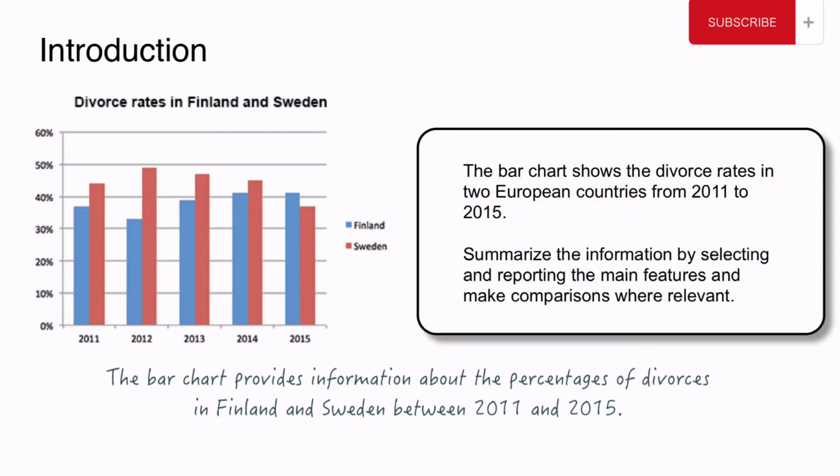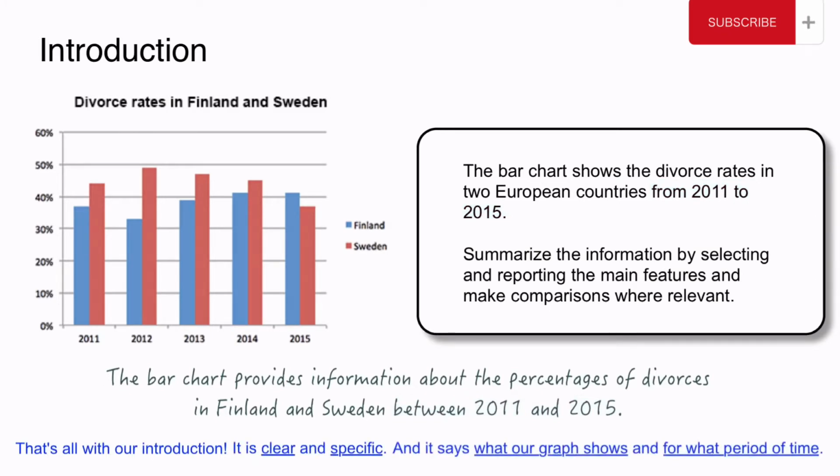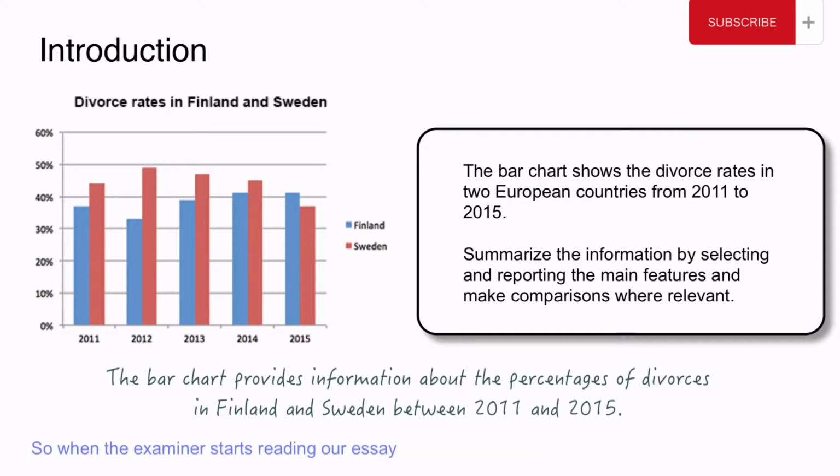Then we have the time period. We have paraphrased from 2011 to 2015 and written between 2011 and 2015. And that's all with our introduction. It is clear and specific, and it says what our graph shows and for what period of time. So when the examiner starts reading our essay, he will quickly get familiar with the bar chart.